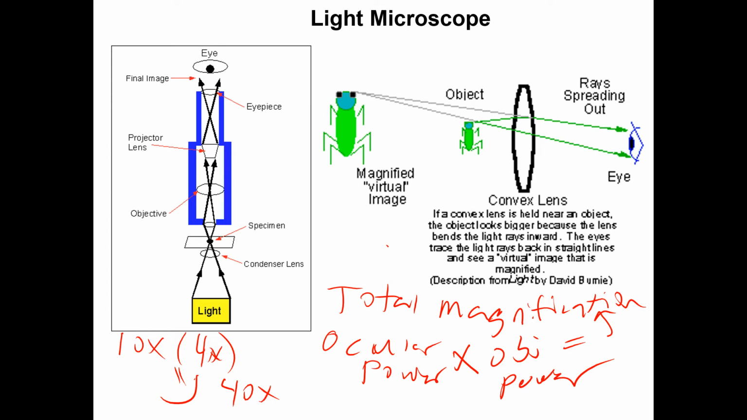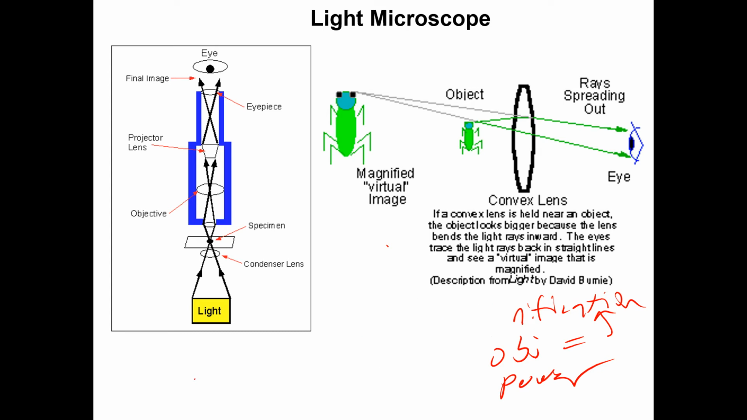40 times what you see with the naked eye. Okay. Now, most of these are compound light microscopes because you have two sets of lenses. You have objective and ocular lenses.